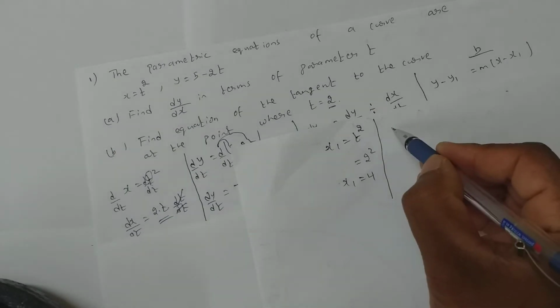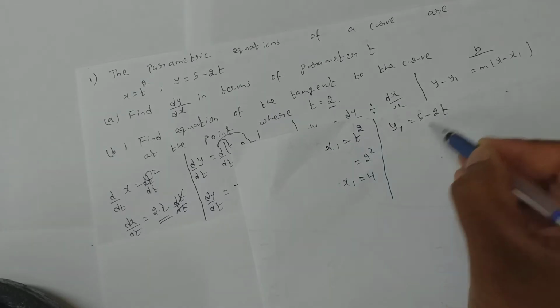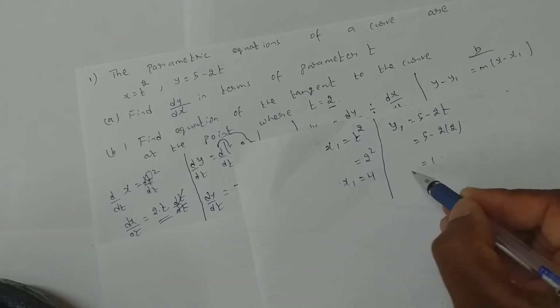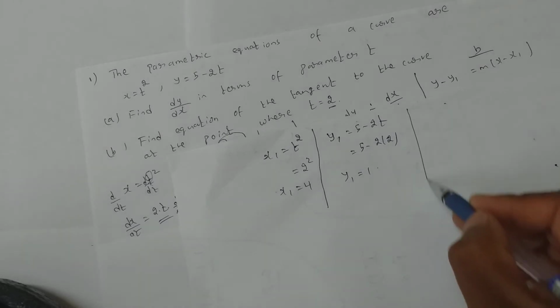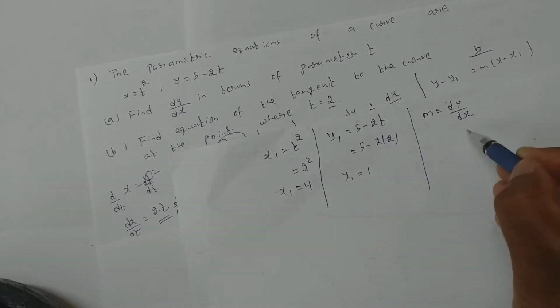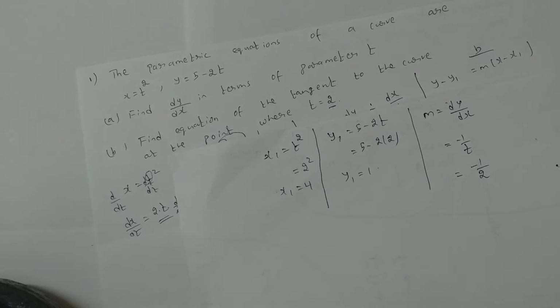What is the value for y1? y1 equal to 5 minus 2t. So in place of t you put 2. So it will give me 1. So y1 equal to 1. So what is the value for m? m is nothing but dy by dx, which we got to be minus 1 by t. So place t equal to 2, so minus 1 by 2.